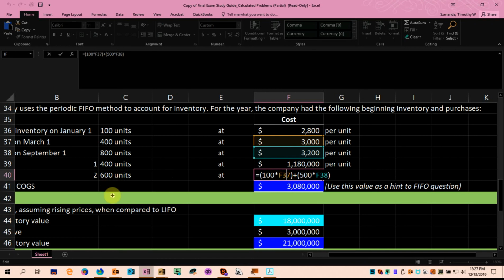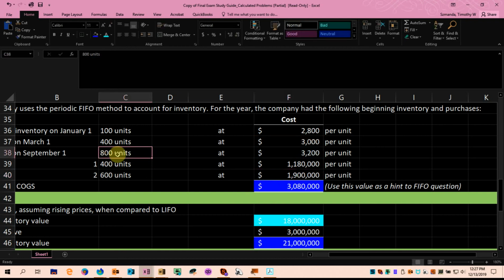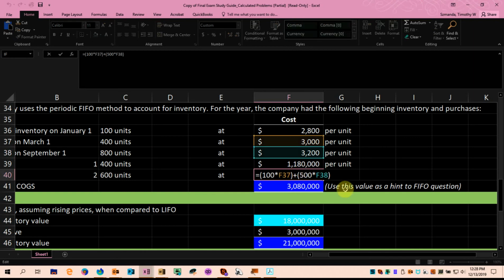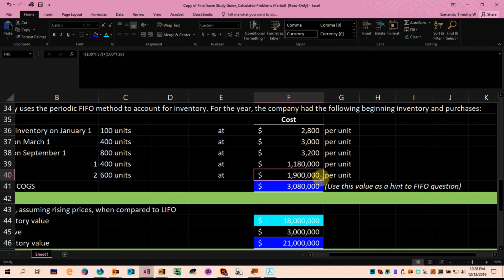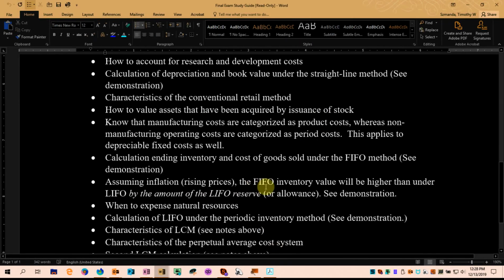Remember, we're selling 600 in this case, so we'll grab 100 at $3,000, and then 500 of these 800, we'll grab 500 more at $3,200. Add those 2 products together, and we'll wind up with $1.9 million for the second sale as our cost of goods sold. Add the 2 together, and this will be your total cost of goods sold under the first in, first out method.